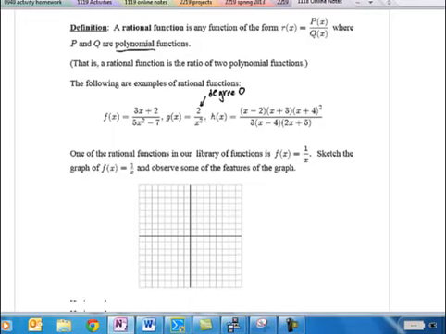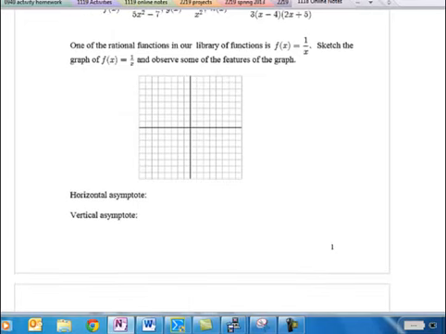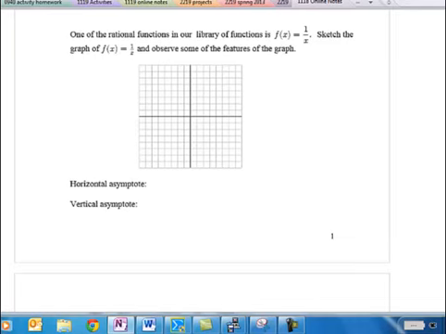We've already graphed some rational functions, one of them being just 1 over x. That's in our library of functions, a very simple rational function. Let's just recall what that graph looks like. So it has the points 1, 1, negative 1, negative 1, and then it has a vertical asymptote on the y-axis and a horizontal asymptote on the x-axis.